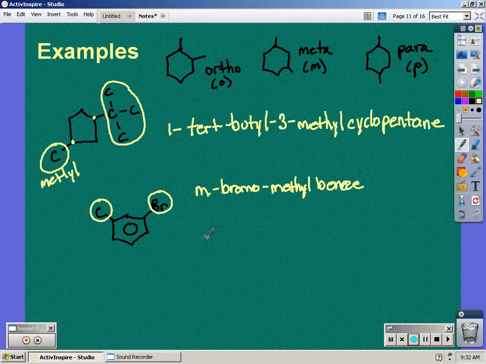If we wanted to name it the longer way, we could say 1-bromo for the first carbon. That would put the methyl group on the third carbon. So that's what meta is doing for us, is telling us the 1 and the 3. And then it's a circle, so it's cyclo. It's made of 6 carbons. So we would say hex, and then we have the double bonds, so we'd say ene, hexene.